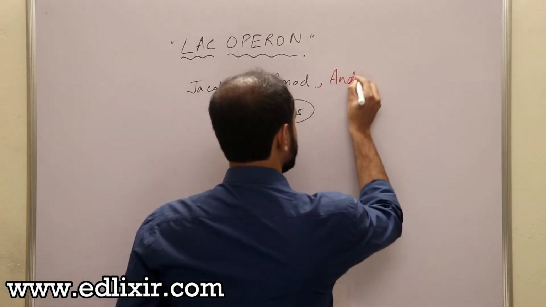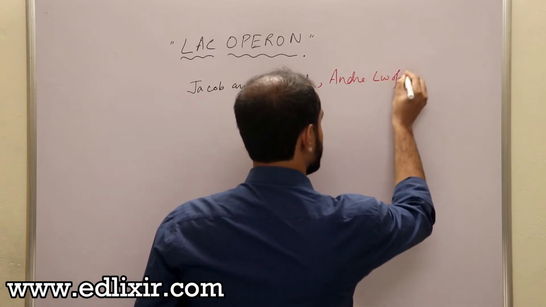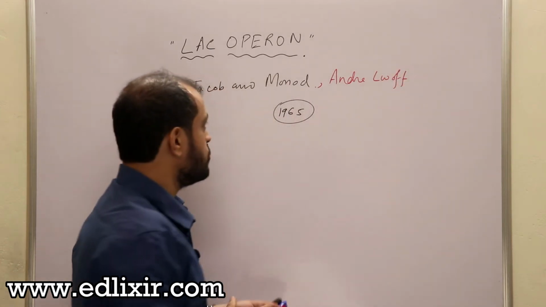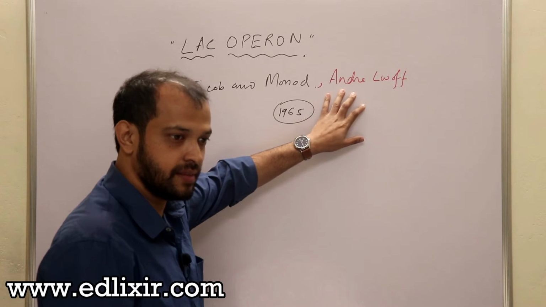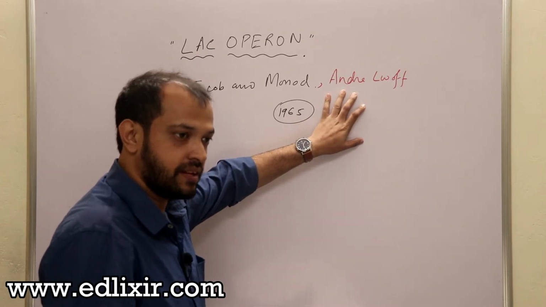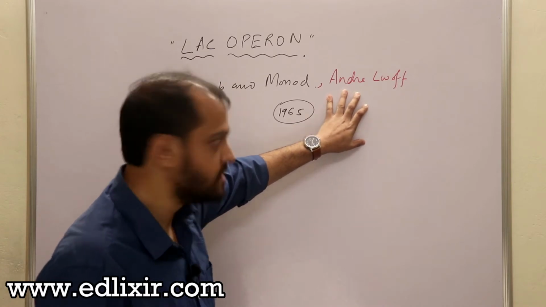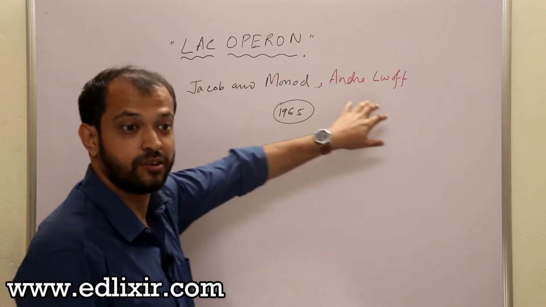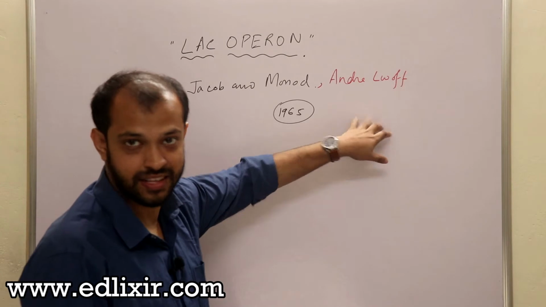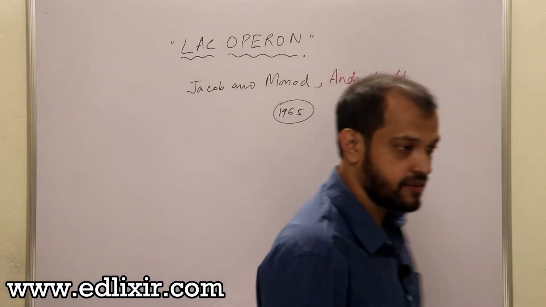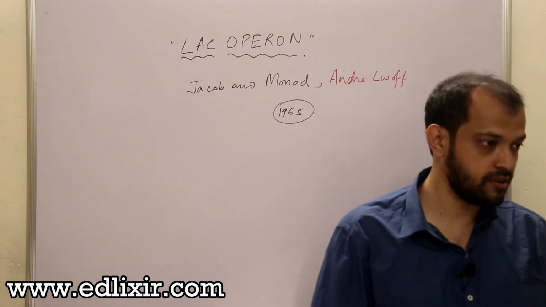Why I am talking about this person is very important, because Andrei Loew discovered the transcription regulation in genes associated with virus. They discovered it in bacteria, Andrei Loew discovered it in virus. That's why they were given the 1965 Nobel Prize in Physiology and Medicine.